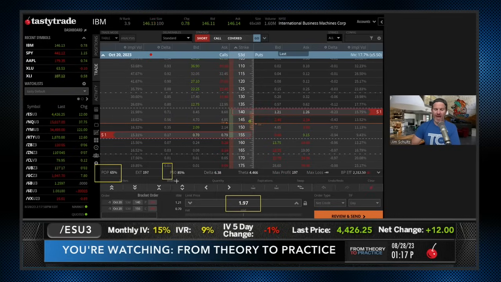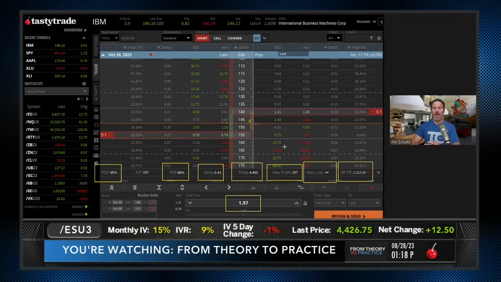My P50 is 85, which is also really good. My maximum profit is going to be the credit that I collect on entry that I sell it for. The max loss, of course, is negative infinity because if IBM prints positive infinity, I will lose negative infinity. That's just the way infinity works. Delta is slightly skewed to the upside. Got some nice data coming in there on a daily basis, and then you've got a buying power effect of about $2,300.